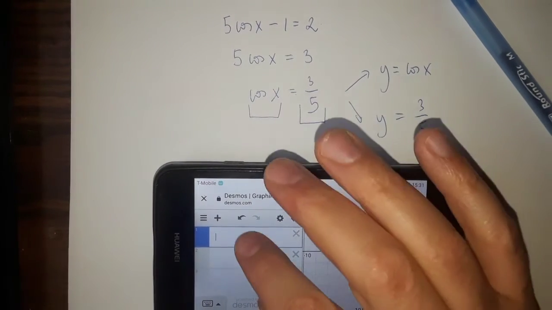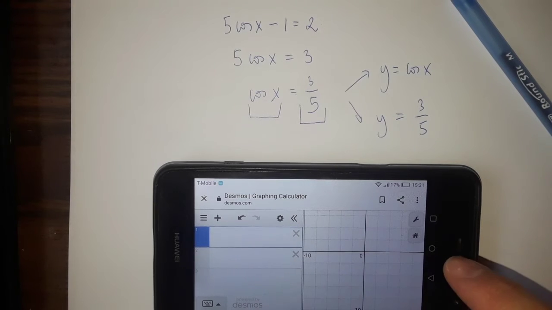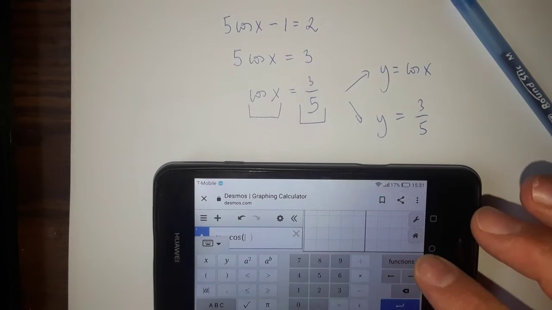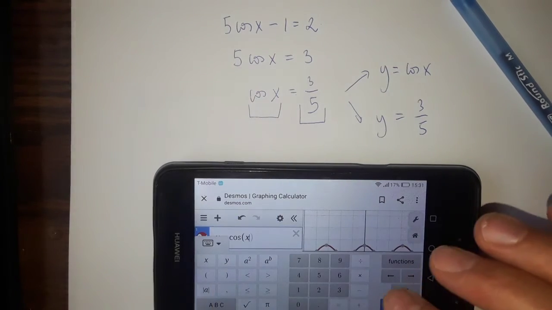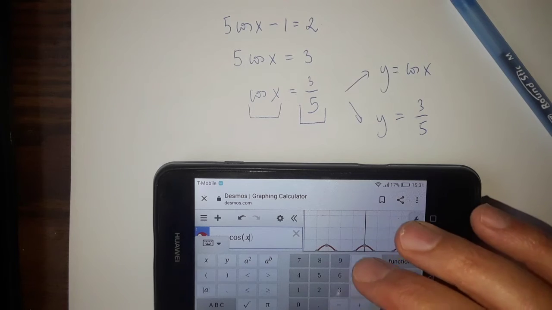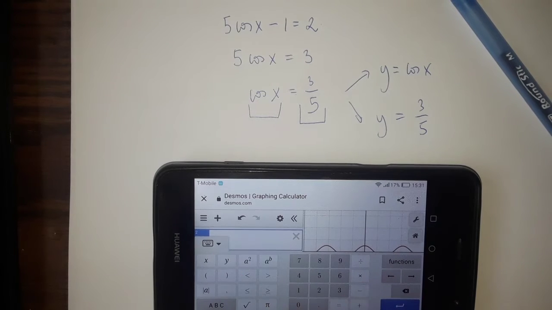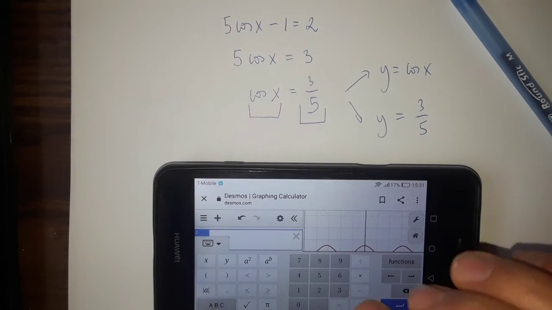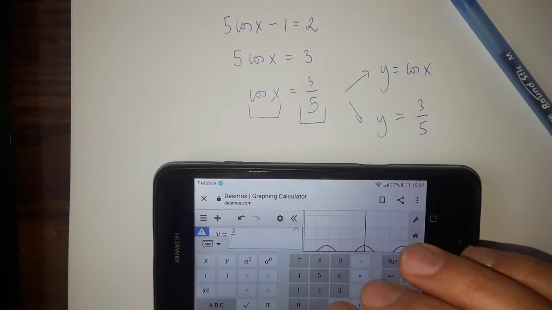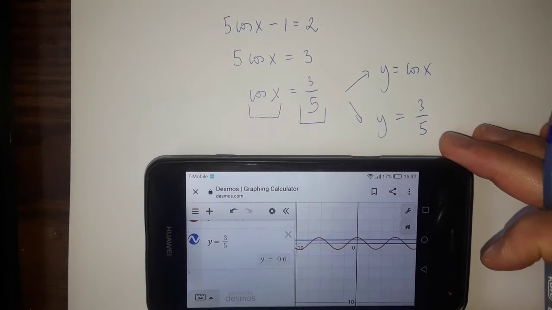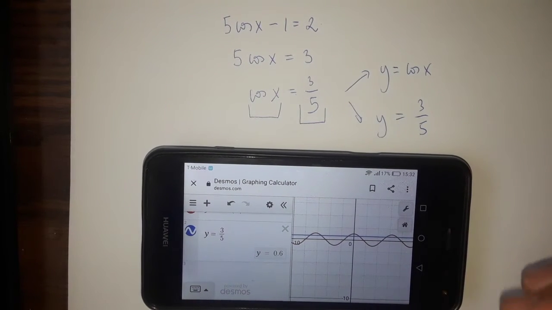Okay, so I'm going to use the calculator. So I'm going to use y equals cosine functions here. So I'm going to do cosine of x. Okay, here we go. We have the cosine. And then for the next one, I'm going to use y equals 3/5.